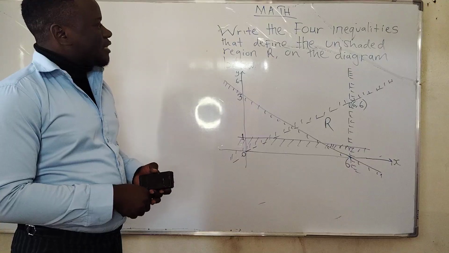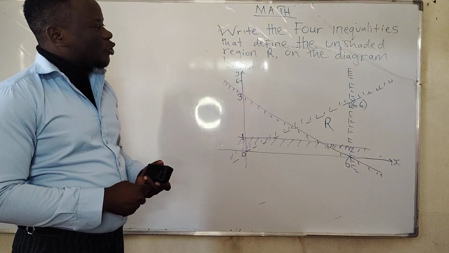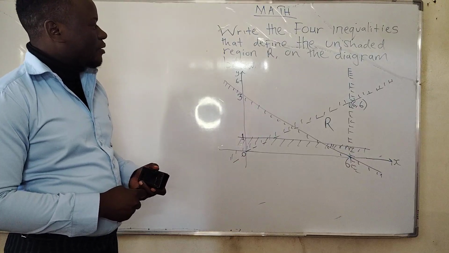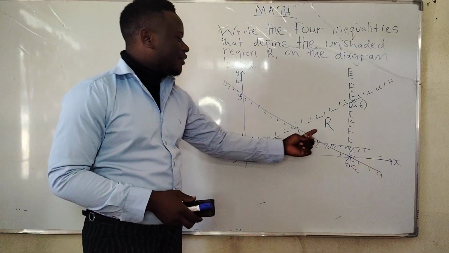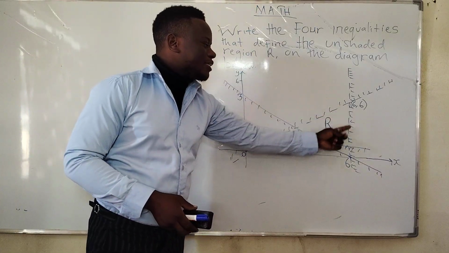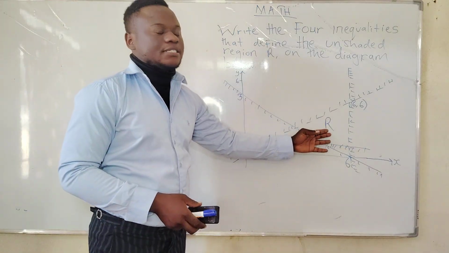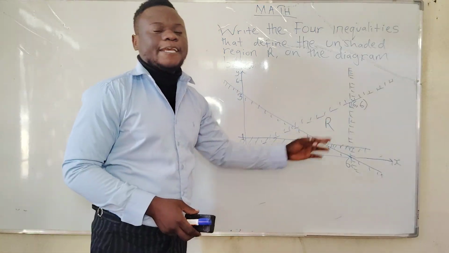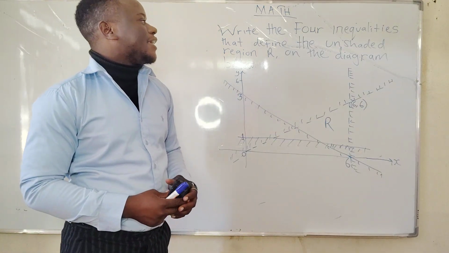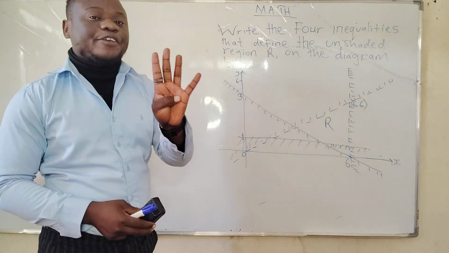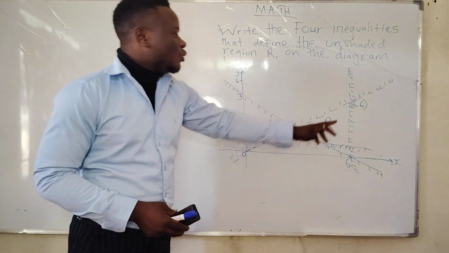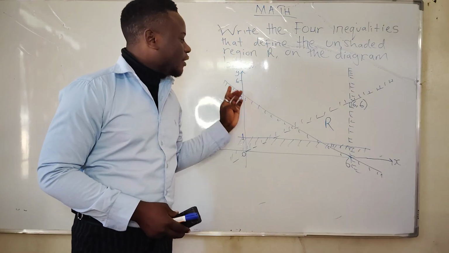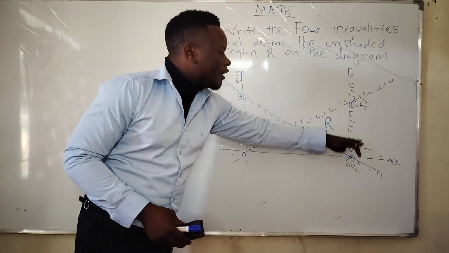Write 4 inequalities that define the unshaded region R on the diagram below. So we have R, and R is surrounded by these inequalities. Of course, R here is a place where it's not shaded. And now the question is saying write 4. So where you get the 4 inequalities, you get it from these 1, 2, 3, 4.